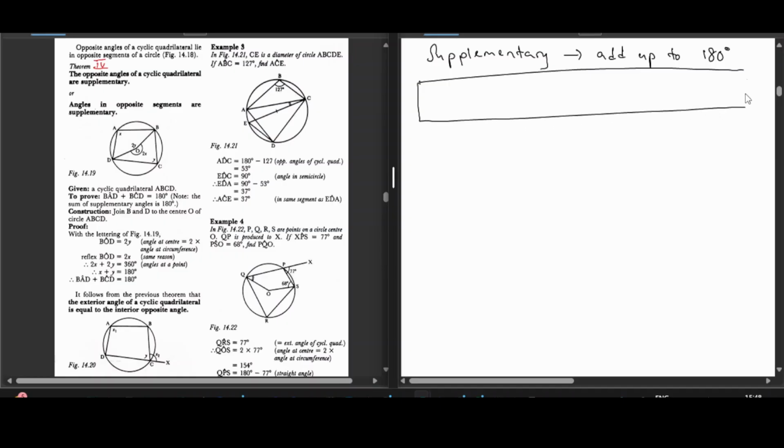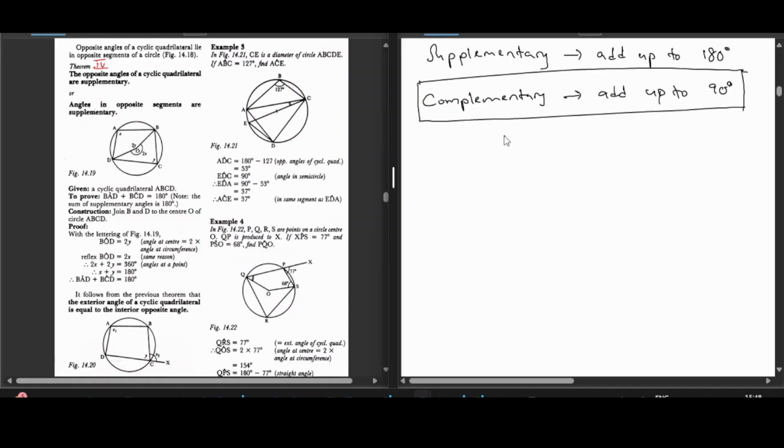This has nothing to do with this lesson, but you should also know that if angles are complementary, it means they add up to 90 degrees. And so what are we talking about? We are saying opposite angles of a cyclic quadrilateral lie in opposite segments of a circle. So the opposite angles of a cyclic quadrilateral are supplementary. The opposite sides should be the sides which lie in opposite segments.